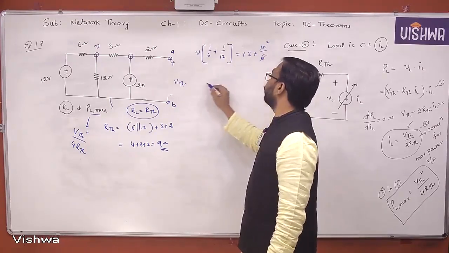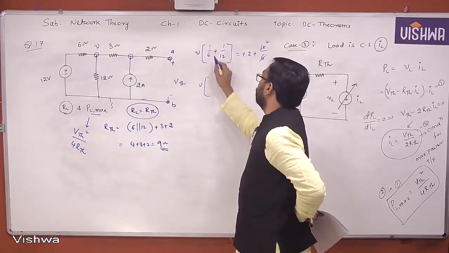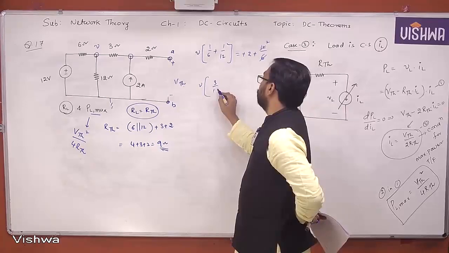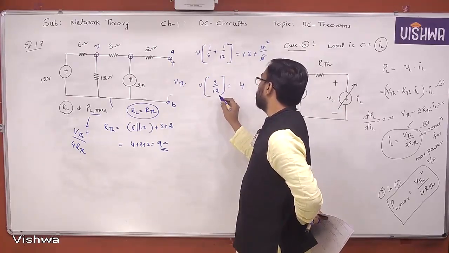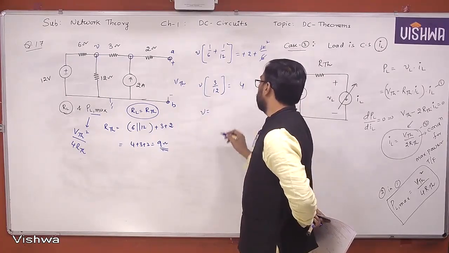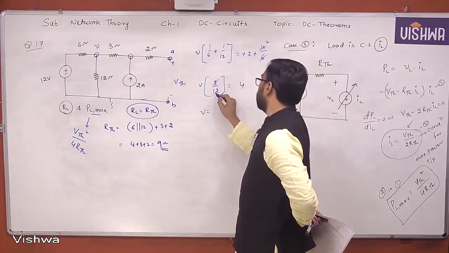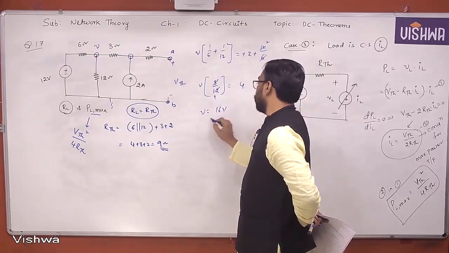V of 2 plus 1, 3 by 12 is equal to 4. That's it. So what do you get here? V is equal to 48 by 3, 4 fours, that is 16. That's it. 16 volt.